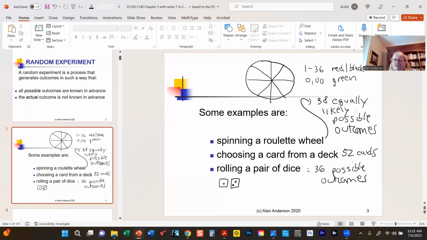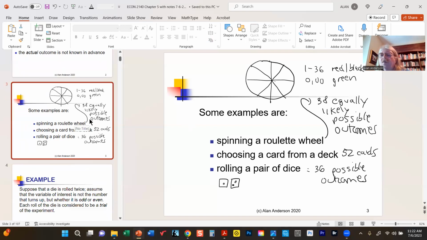But all three of these qualify as random experiments because, again, this process is being repeated over and over again. And we know before we start what could potentially happen. We also know the probabilities of these events happening, but the only thing that's missing is we don't know what's going to happen.